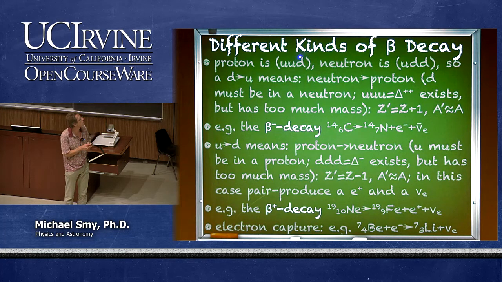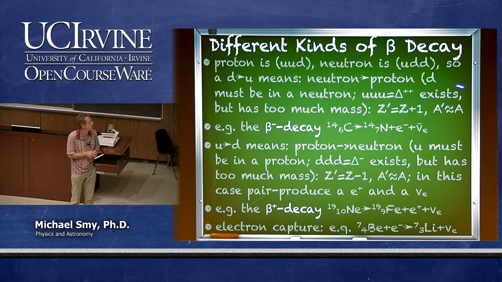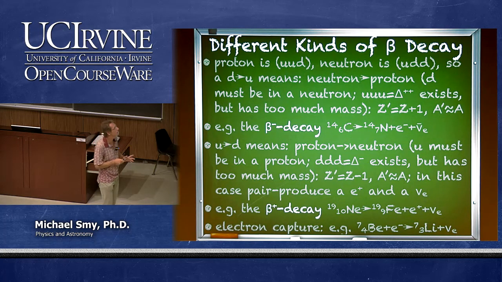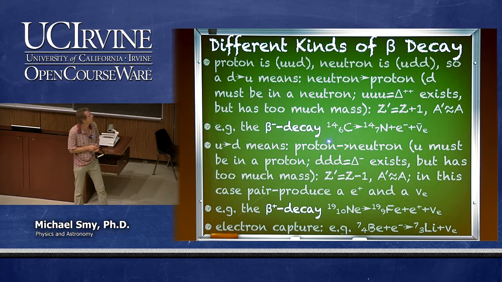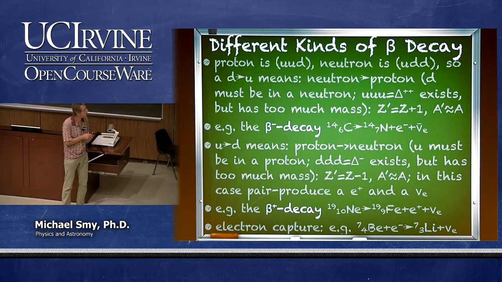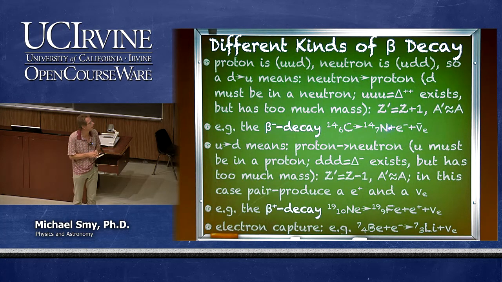And by the way, in principle, we can also turn this way a proton into a neutron if it's this D quark here. And the resulting state, three up quarks, also exists in nature. That's called a delta plus plus. But it has different spin characteristics, and it has too much mass to actually happen in nuclear processes. You need more energy for that. So a typical example of a beta minus decay is that you have carbon-14 decaying to nitrogen-14 plus this pair production of electron and neutrino.